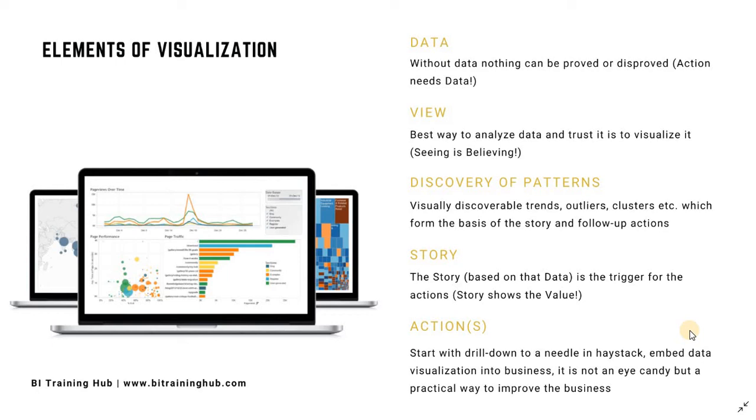Now we need to decide what is that most important information which we want to show to end user so they can take decisions on top of whatever data we are showing. That is your key performance indicator, which is the second important point in visualization.